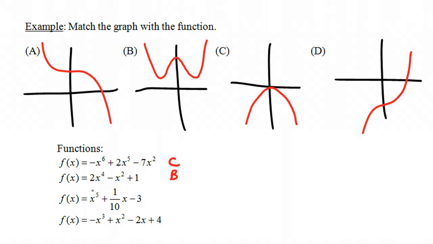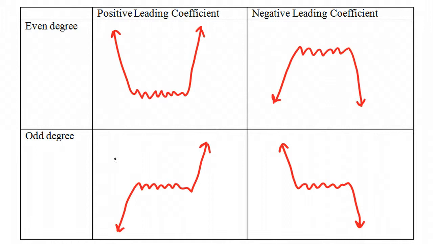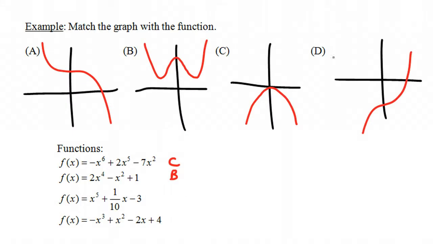Now, the third one, we have an odd degree polynomial with a positive leading coefficient, right? It's a coefficient of 1. So odd degree polynomials with positive leading coefficients, remember what those look like. Those look like this shape. So which of these has that shape? Well, it's part D.